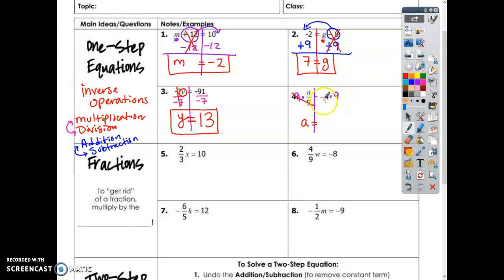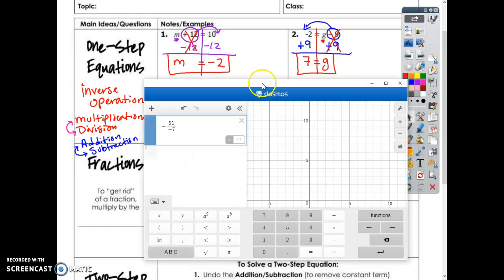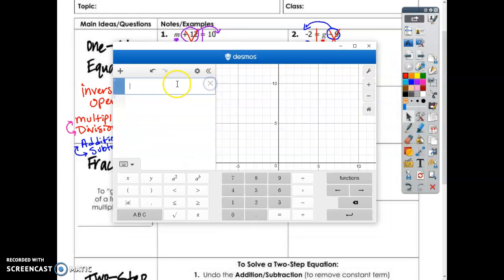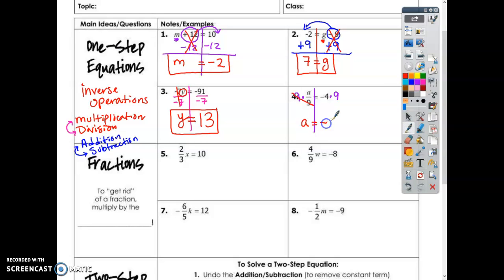So you're going to put that in decimals. Negative 4 times 9. And remember, if I'm going too fast, you just pause. Negative 4 times 9. The answer is negative 36.